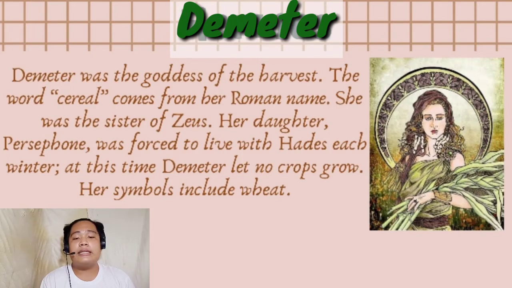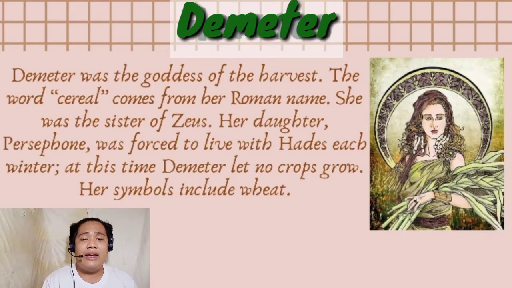So she was the sister of Zeus. Her daughter Persephone was forced to live with Hades each winter. At this time, Demeter let no crops grow. So her symbols include wheat.